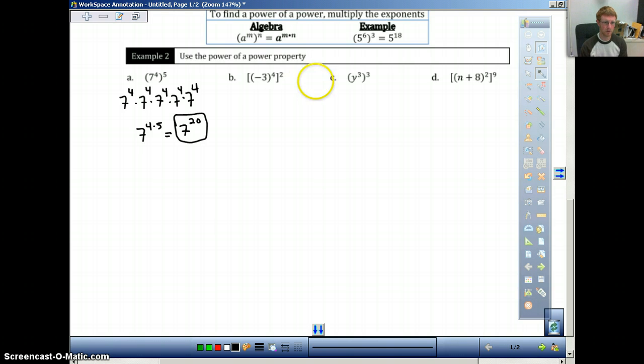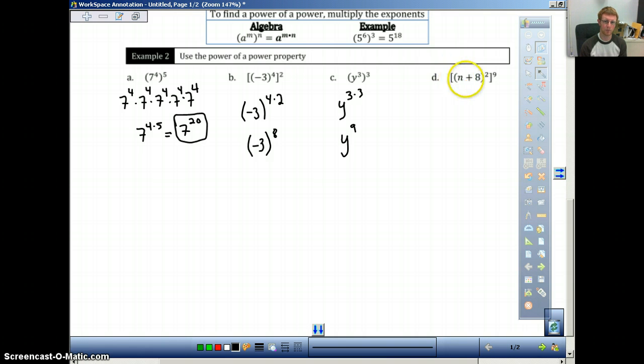Okay, our next one, we have negative 3 to the 4th to the 2nd. And again, I'm not going to write this all out again. I'm going to use the property now because I know it's negative 3 to the 4th 2 times. So it's just going to be negative 3 to the 4 times 2, which gives us negative 3 to the 8. Next one, we have y to the 3rd 3 times, so it's y to the 3rd times 3. So you get y to the 9th.